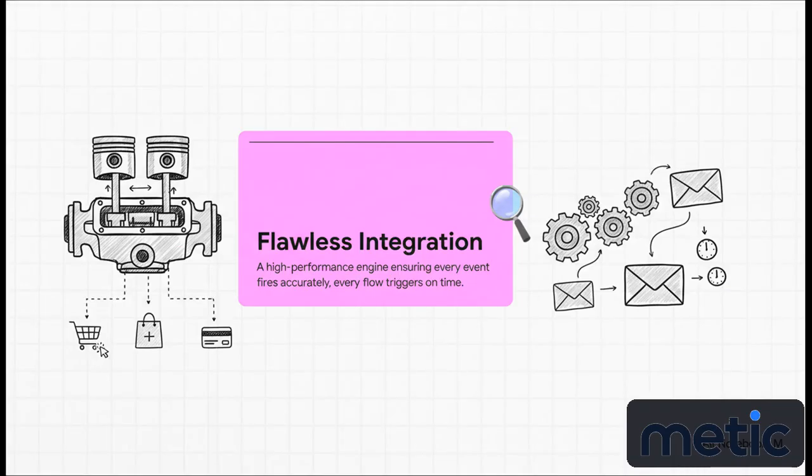So what do we even mean by a flawless integration? Seriously, think of it like a perfectly tuned engine. Every single customer action, a click, an add to cart, a purchase, it's like a piston firing at the exact right time. Every automated email is a gear turning precisely when it should. That level of precision, that's what's going to power some real growth.